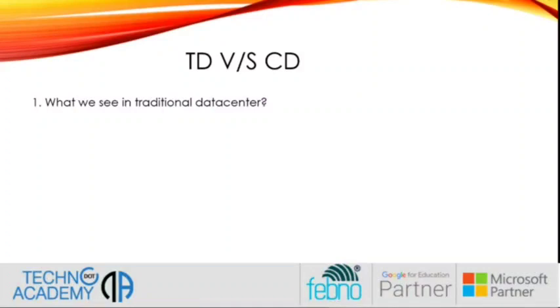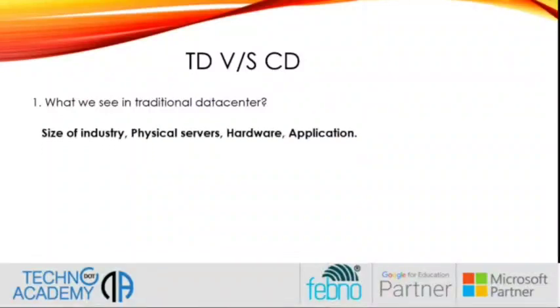A traditional data center is built according to the size of the industry. For example, I have built an application, and this application requires some physical hardware, networks, and routers, so that the particular customer can use the application. So how am I going to build that data center? That's how I build the physical data center with its architecture. What we mainly look at is the size of the industry, physical servers, hardware, and the application.